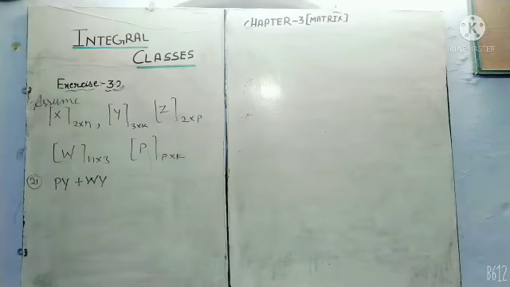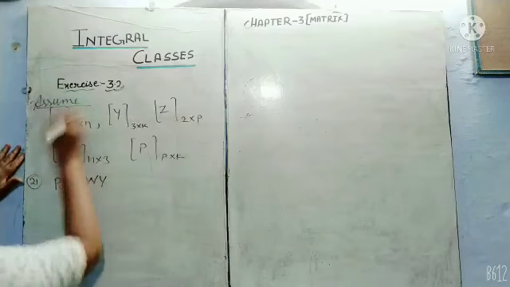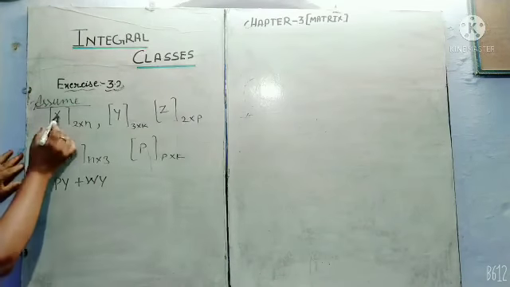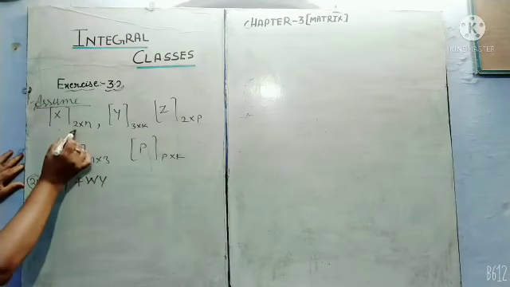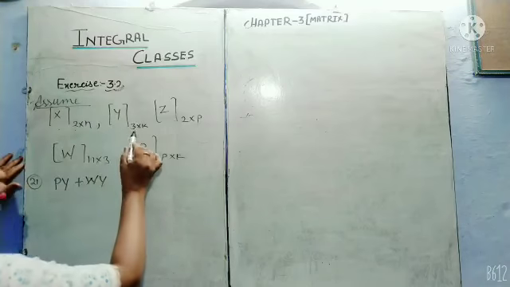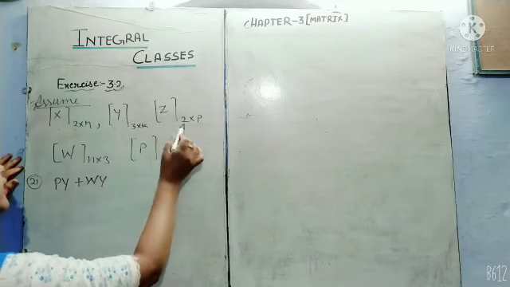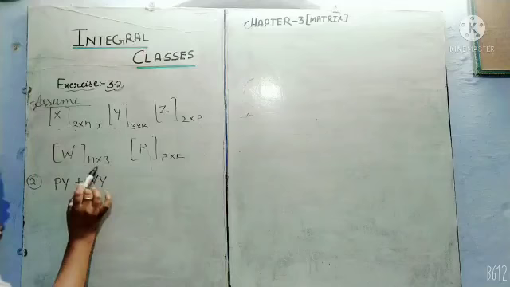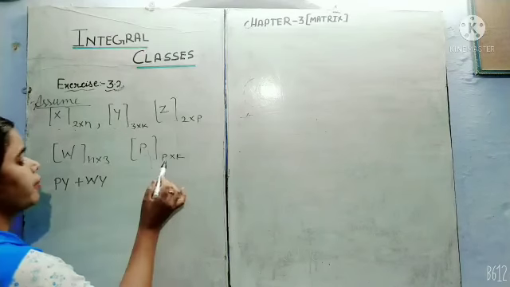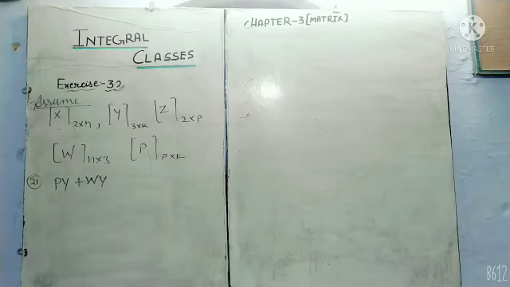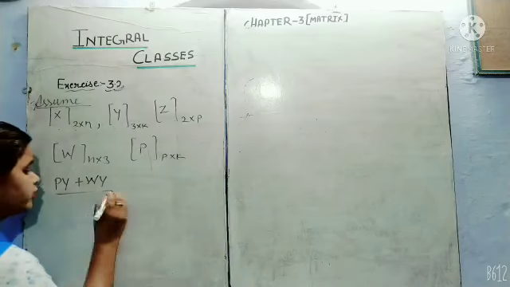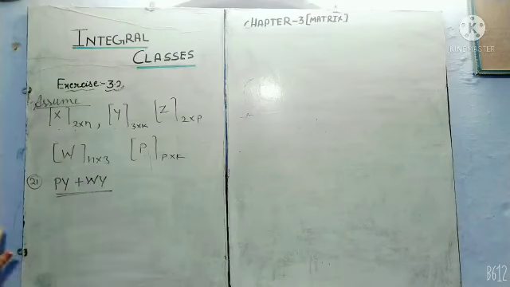Now student, we have to assume in this question that x is a matrix which has order 2 cross n, y has order 3 cross k, z 2 cross p, w n cross 3 and p cross k. Now how can we find the value of this? What condition will we apply here?